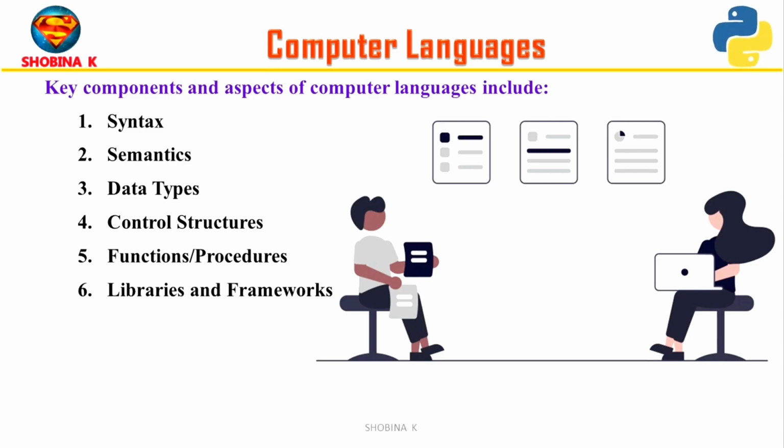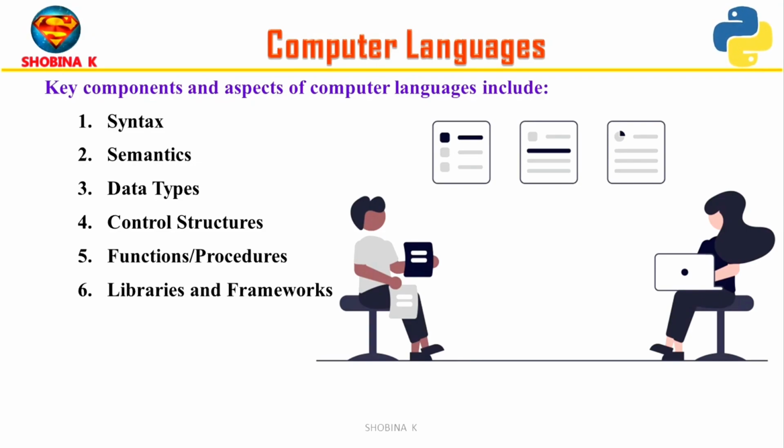And at last, we have libraries and frameworks. These are collections of pre-written code, tools, and resources that simplify common tasks and provide ready-made solutions. And they save time and effort in software development. Understanding these components is crucial for a programmer to write effective and efficient code in a programming language. They collectively contribute to the clarity, functionality, and maintainability of software.